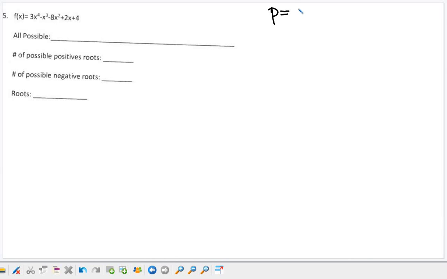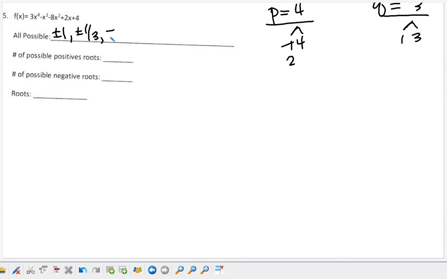So P is 4. And I know it's 2 and 2, but I'm not going to do it twice. So Q is 3. So 1 and 3. So we have plus or minus 1 over 1, plus or minus 1 over 3. And 1 is done. Plus or minus 2 over 1, plus or minus 2 over 3. 2 is done. 4 over 1, and 4 over 3.